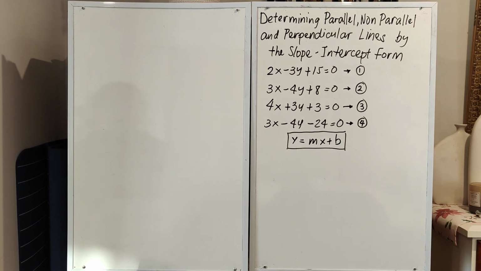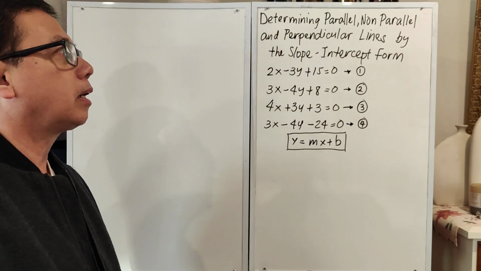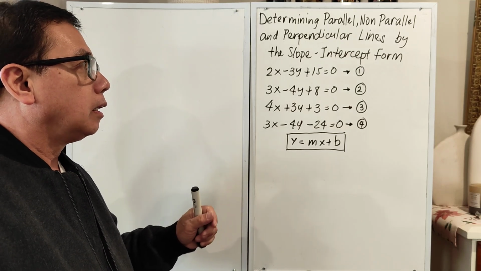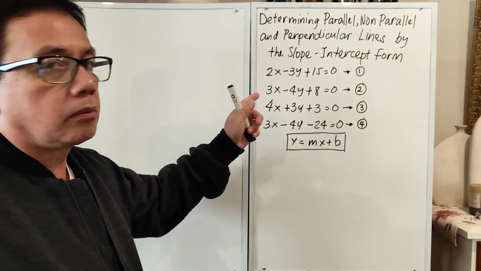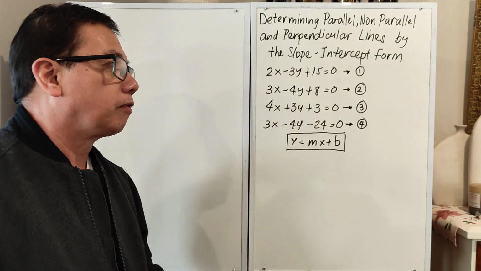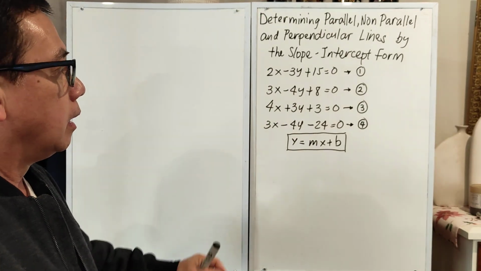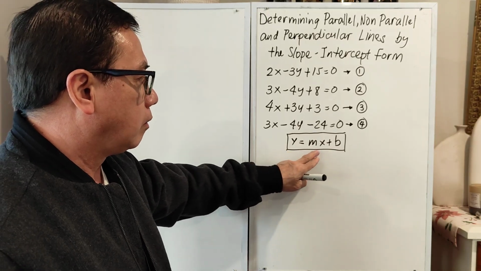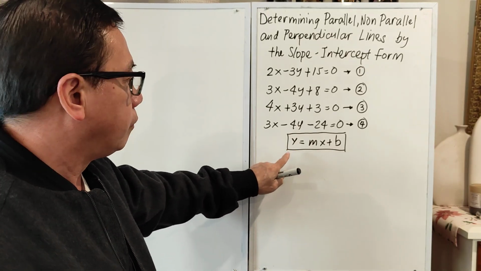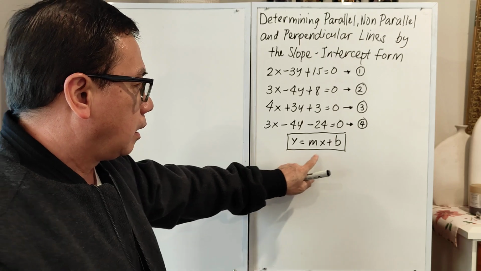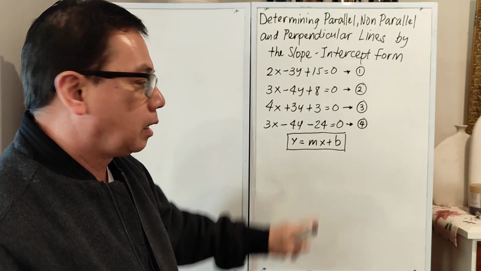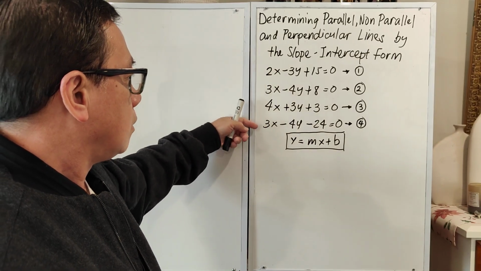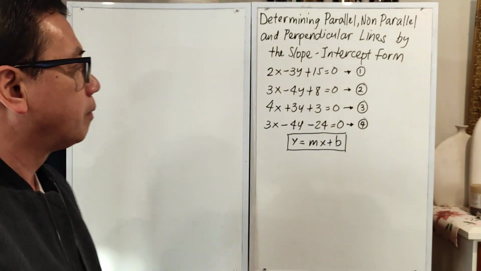We can determine if lines are parallel, non-parallel, or perpendicular by converting the equation of the lines into slope-intercept form. This is the slope-intercept form, and you just need to solve for y, and then the coefficient of x will be the slope. Now, these four equations of lines are in standard form.